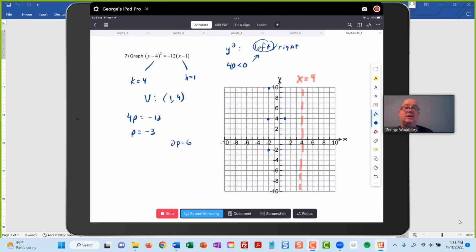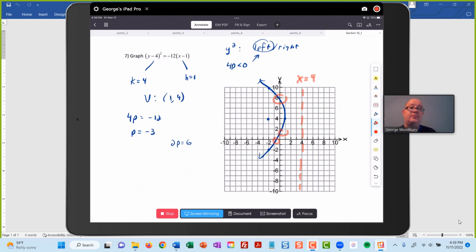I could find the y-intercept by putting in 0 for x, solving for y, etc. But I know that the graph is going to look something like this. And again, we can get more precise by trying to find where the y-intercepts are, what the x-intercept is, etc.